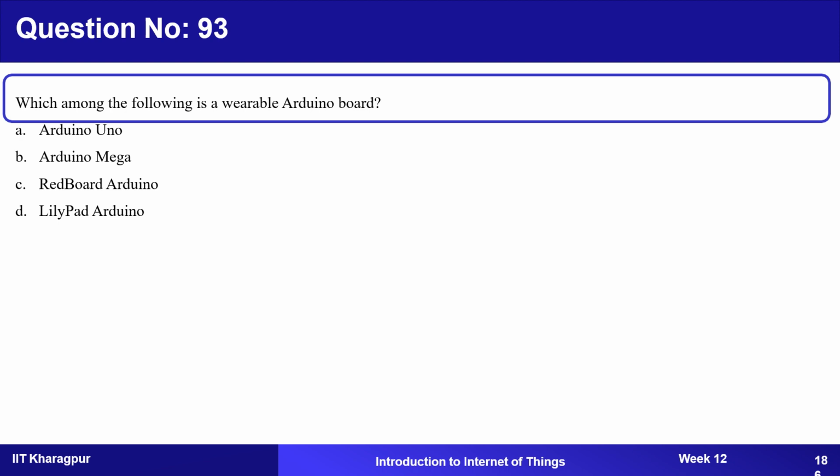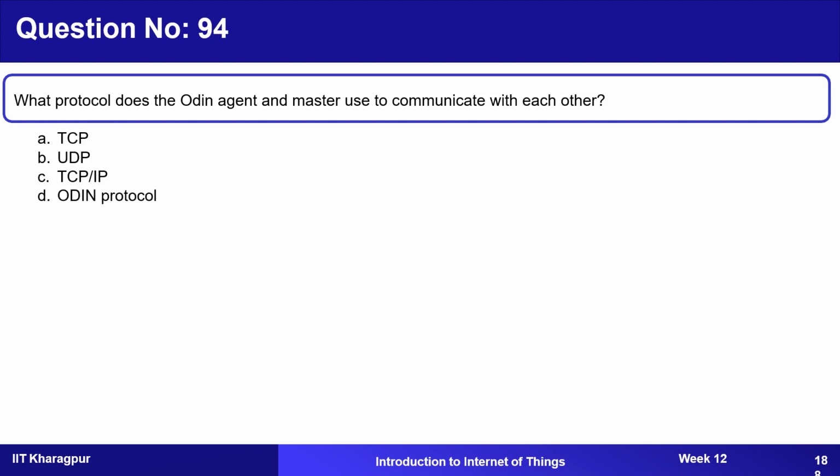Next question is which among the following is a wearable Arduino board? Options are Arduino Uno, Arduino Mega, Redboard, LilyPad Arduino. It is already visible, ma'am. Your answer is D. So the correct option for this is LilyPad Arduino. Next question is what protocol does the Odin agent and master use to communicate with each other? Options are TCP, UDP, TCP/IP, Odin protocol.